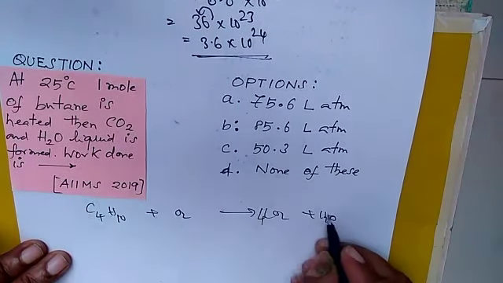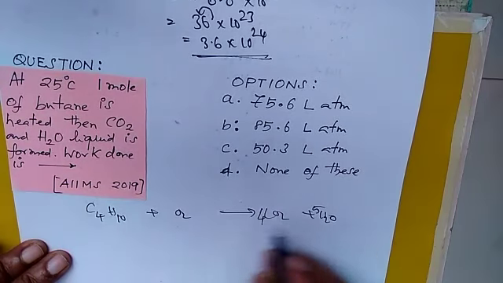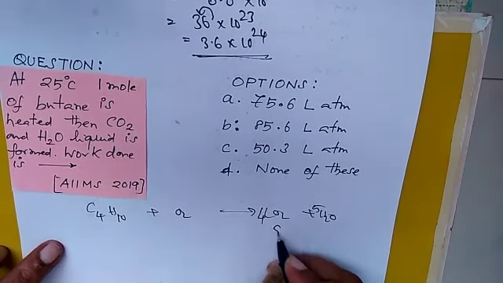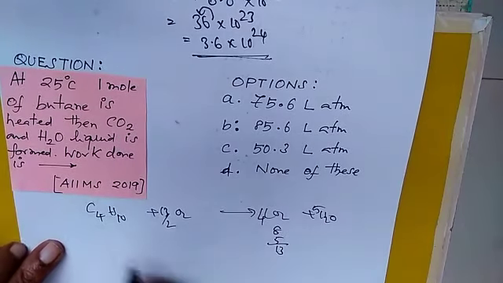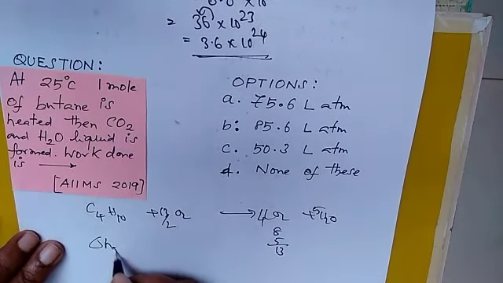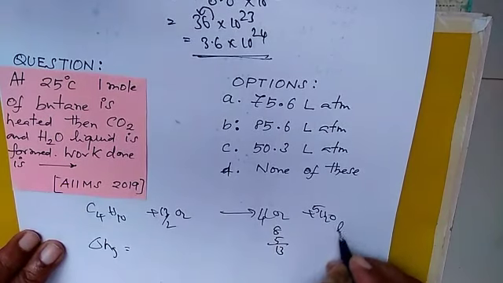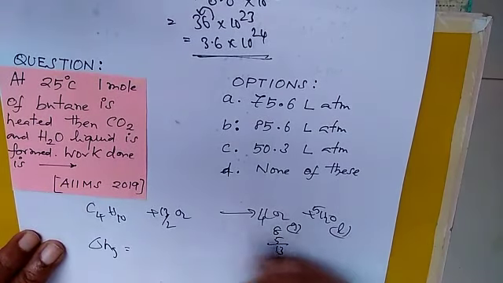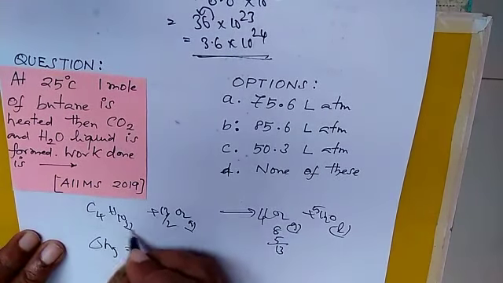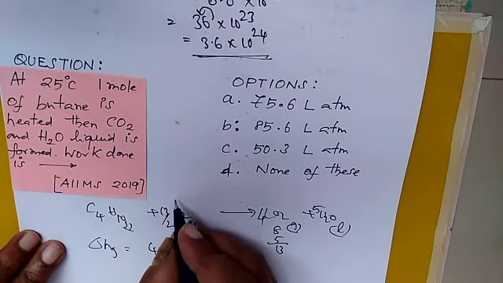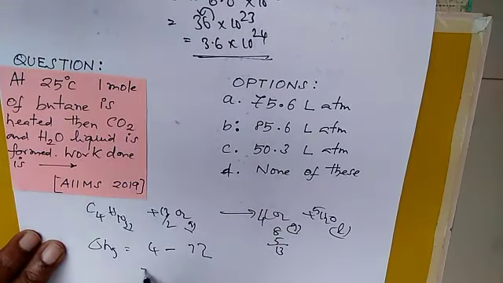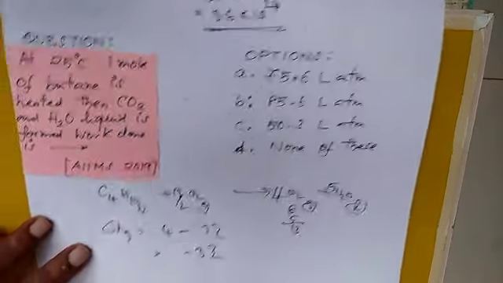This is 4 and here 5. Now here you are having 4 into 2 plus 5, that is 13. Let us find out delta n. Here water is in liquid state, don't take it; all the others are in gaseous state. So now 4 minus 6 and half plus 1, that is 7 and half. So what you are getting is minus 3 and half.